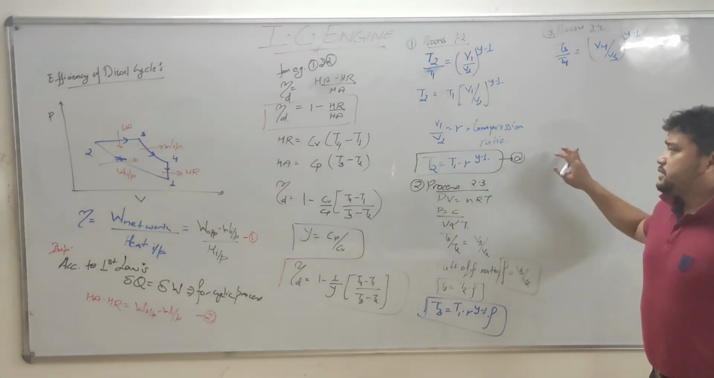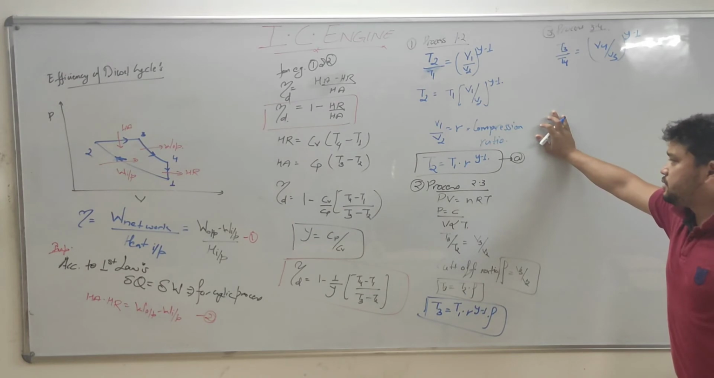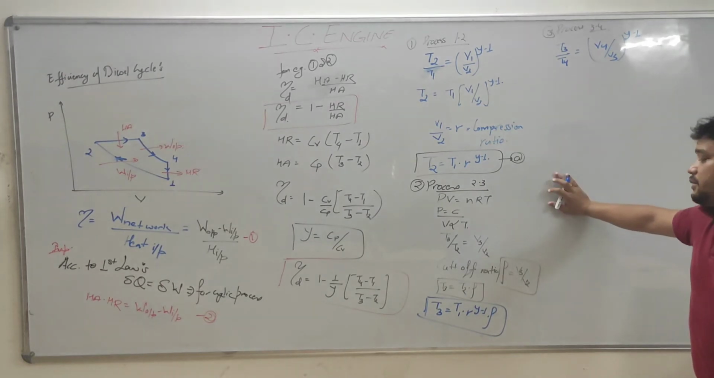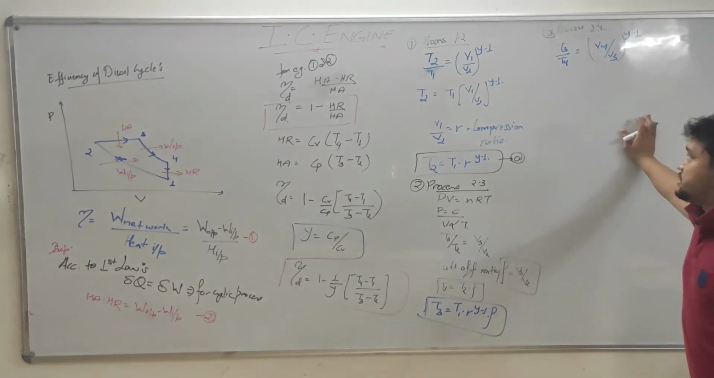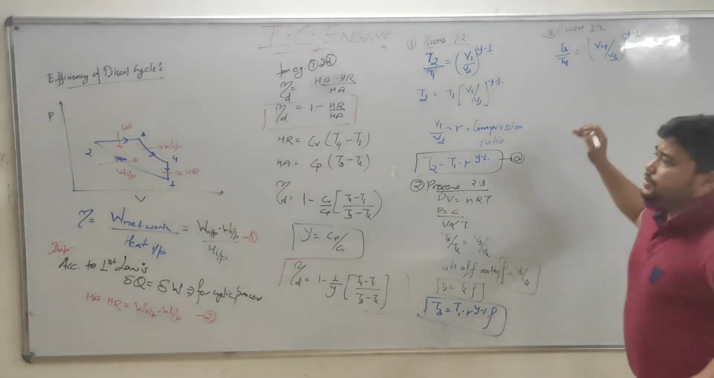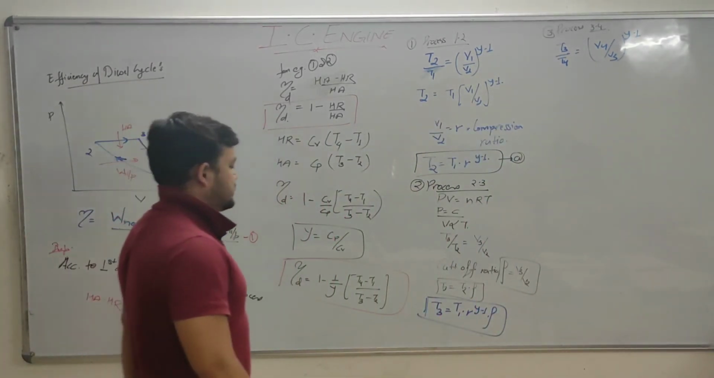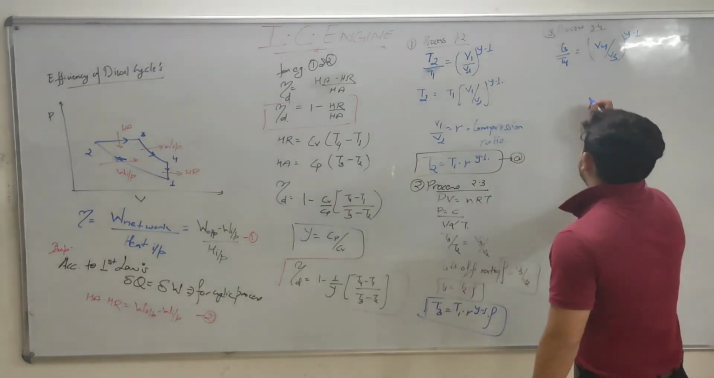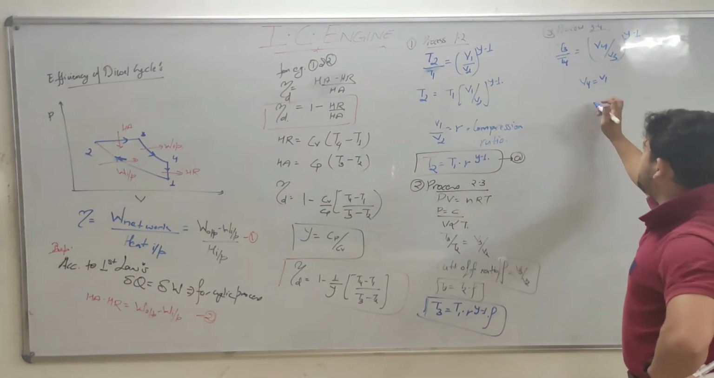So in the first equation we will figure out somehow. We will put compression ratio into the equation. In the second process somehow we will put compression ratio as well as the cutoff ratio into the expression. But what about the process 3 to 4? So in the diagram we can see that 4 to 1 is the heat rejection process at constant volume. So here V4 is equal to V1.